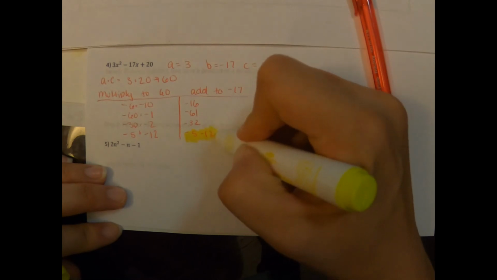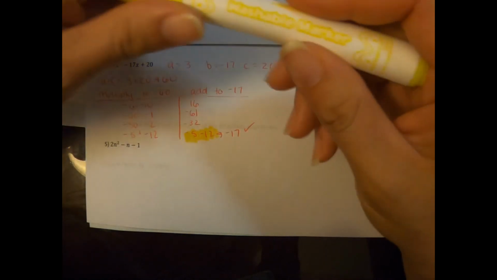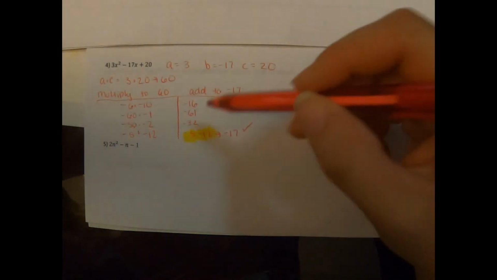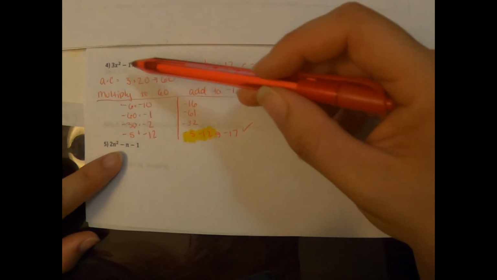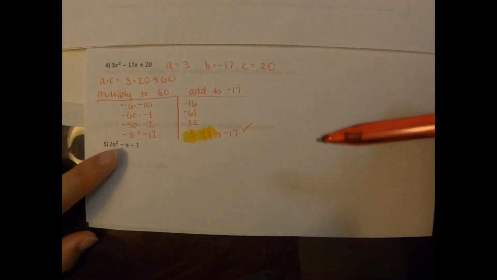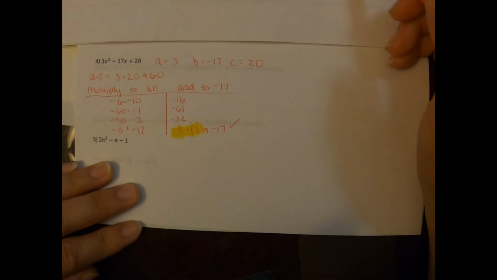So our numbers are negative 5 and negative 12, and that takes a lot of practice and time. The more you practice factoring, the easier these tricky numbers come out to be. So just stay with it, keep practicing.